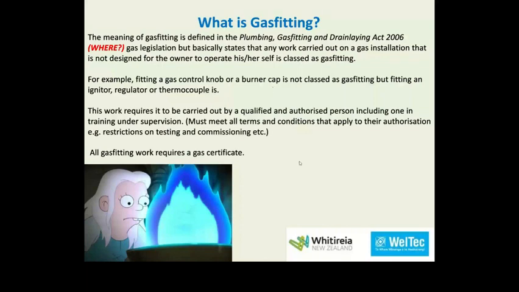So that work must be carried out by a qualified authorised person. That can include someone who's in training under supervision, such as yourselves, apprentices. That must be while they're meeting the terms and conditions of their license. So for the first year, they should be in direct supervision of their certifier or a nominated person.